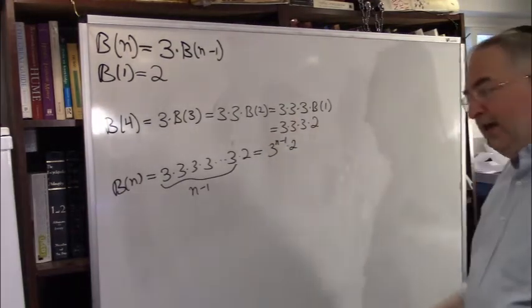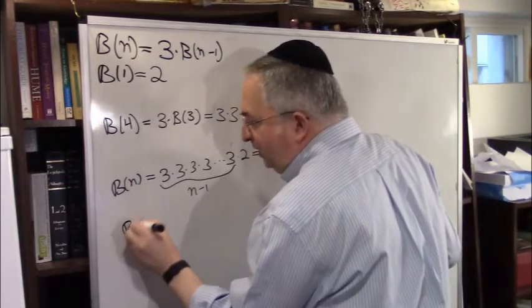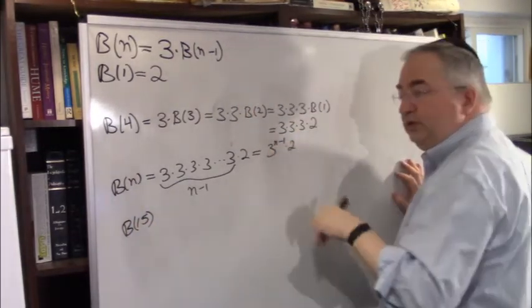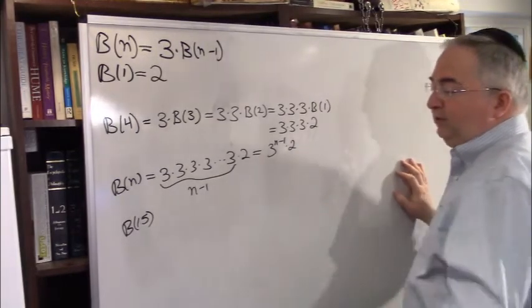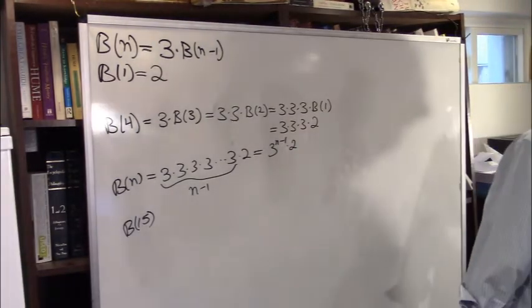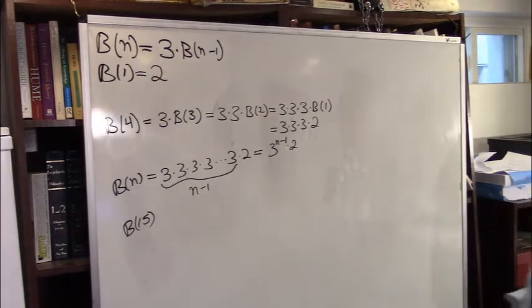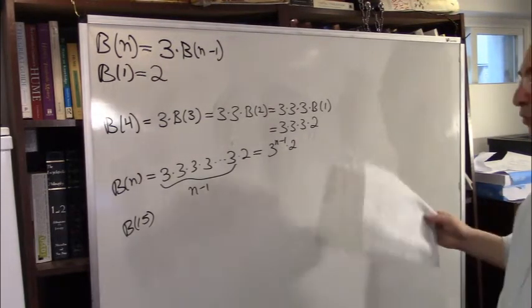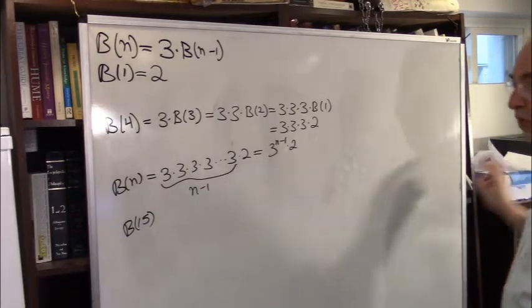And of course now we can figure out what B of 15 is. I plug it in. It's going to be 3 to the 14, that's some humongous number, times 2. But again, we're not interested in doing it by calculating it, we're interested in doing it with a tree. So let's do it with a tree.